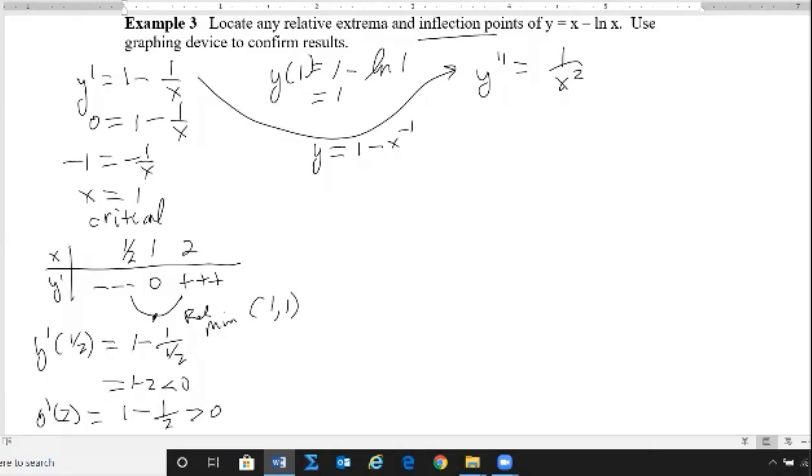Now, this quantity, notice, will always be positive. So that means this graph is concave up everywhere where it's defined on its domain. And there were no inflection points.